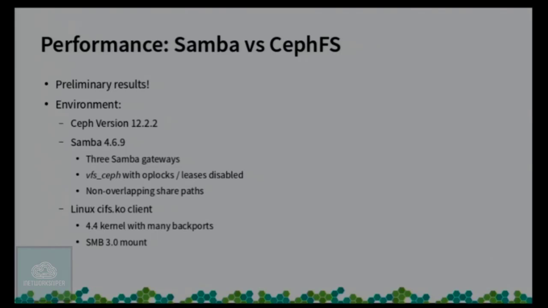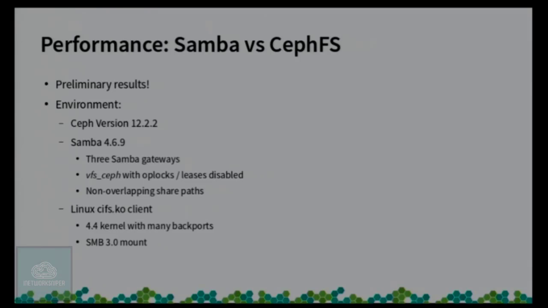So for the Samba results, I'll just mention that these are quite preliminary. I've just been running these up to the weekend, so the graphs I'm showing were generated this morning. I'm running a similar setup to Supriti for NFS, just with a slightly more recent version of Ceph Luminous. I have Samba 4.6 with three Samba gateways set up, all exposing isolated parts of the CephFS directory tree.